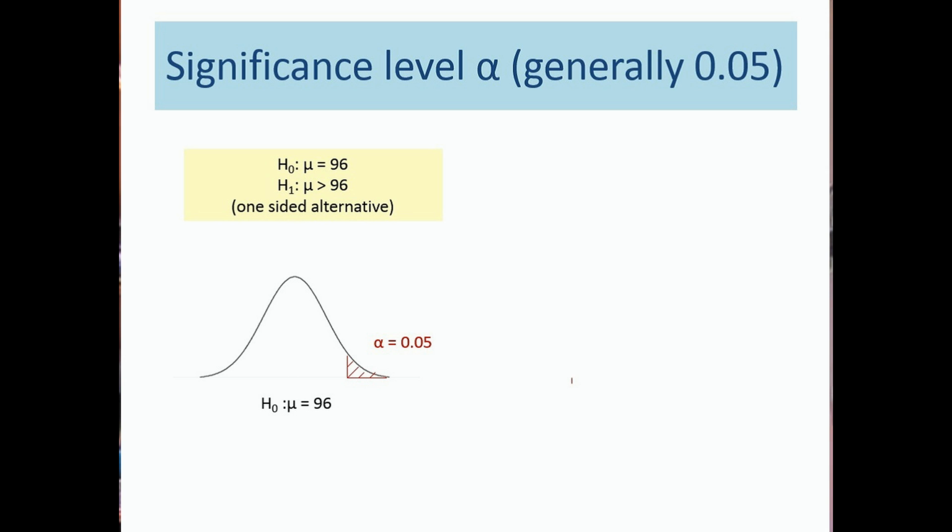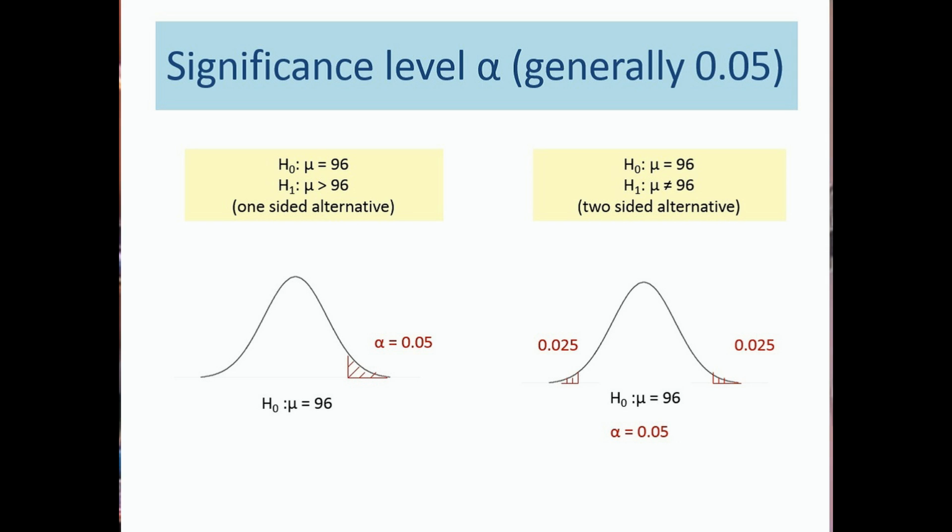Here you see again the rejection area for the one-sided alternative. For the two-sided alternative, the rejection area is on both sides of the hypothesized mean. For both situations, we will reject the null hypothesis if the sample mean is in the rejection area.